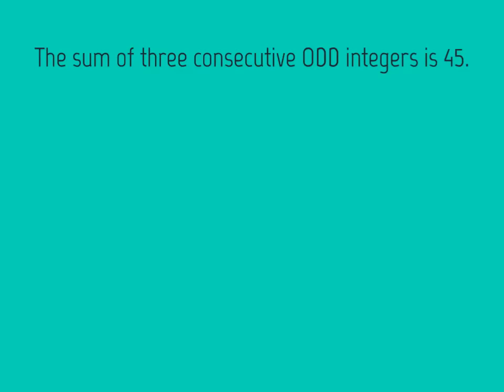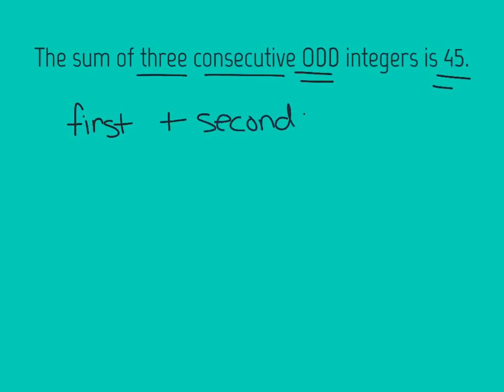All right, so here's one that says the sum of three consecutive odd integers is 45. And again, we're going to write an equation, solve, and check it to see what those three consecutive odd integers are. So we're going to start this just like the other ones, right? We're still going to be adding our first number plus our second number plus our third number to get 45, okay?